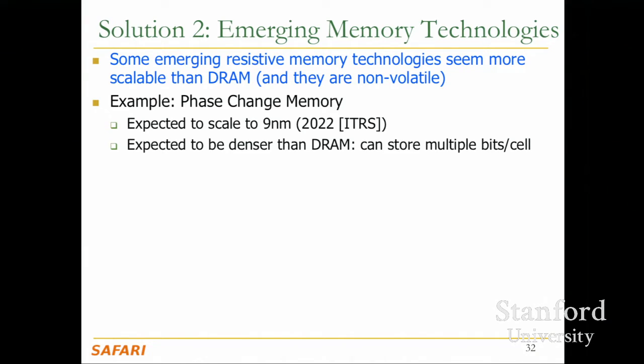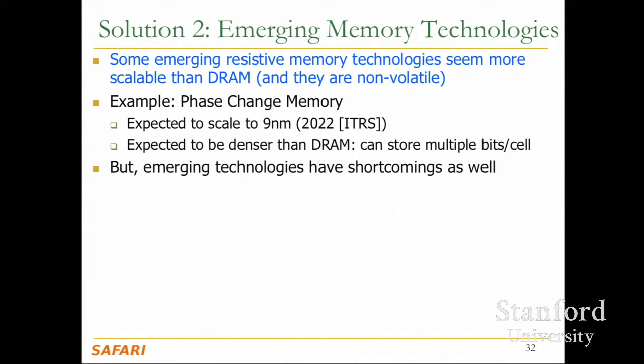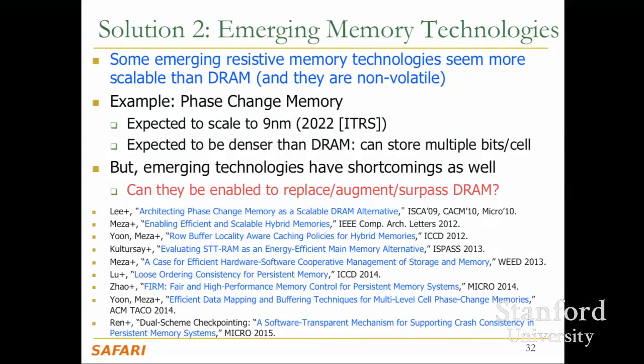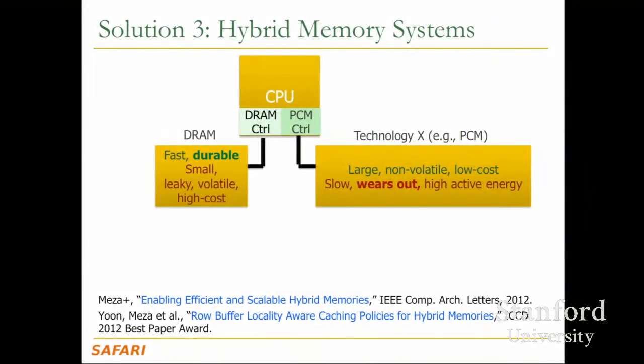And they're expected to be denser than DRAM because these technologies can store multiple bits per cell by chopping up the resistance range, just like flash chops up the voltage range. The problem is a lot of these technologies have many shortcomings. The key question we're asking is, can we somehow enable them to replace, augment, or maybe surpass DRAM? And I'll talk about some of the works in this area. I think that's also a very promising direction.